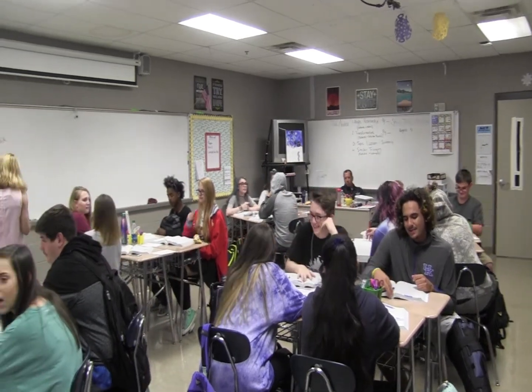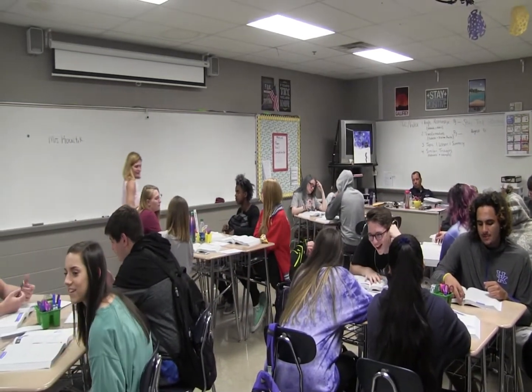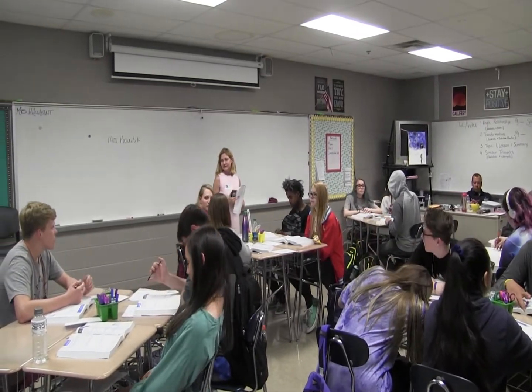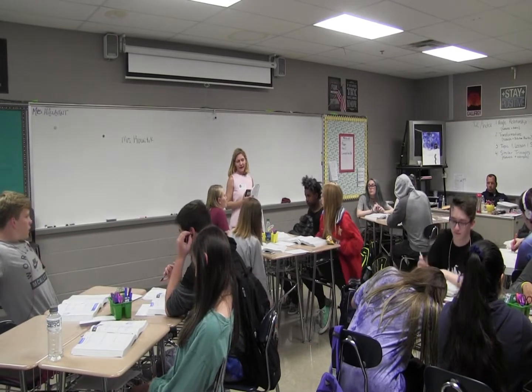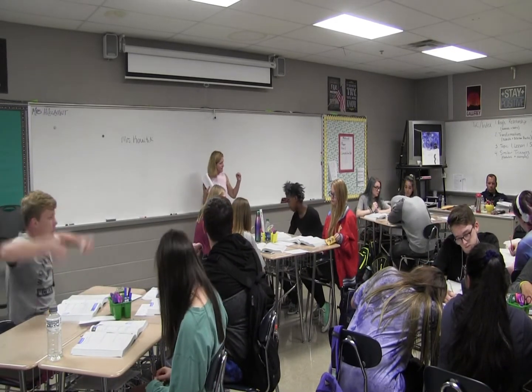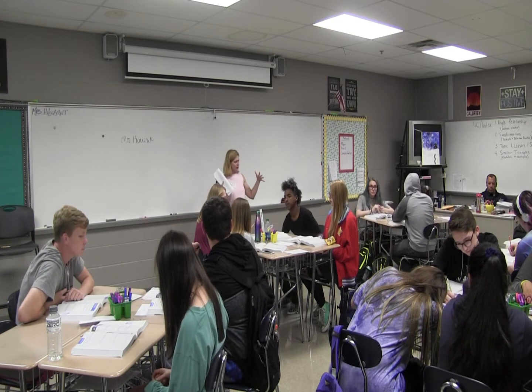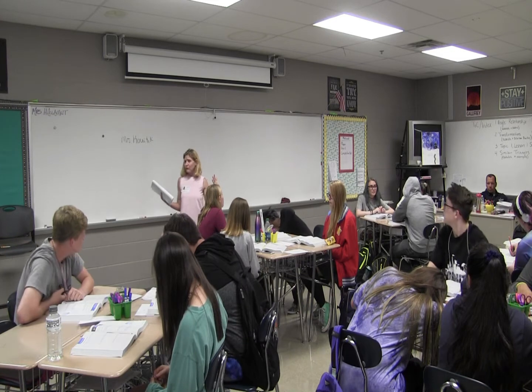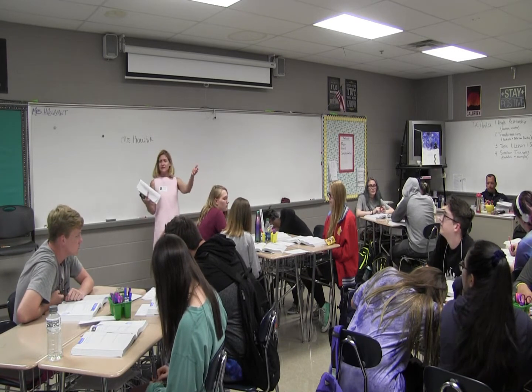Let's go ahead and bring it back together. 5, 4, 3, 2, 1. All right, so we had a lot of shapes happening, but the one that we tended to go to the most, that we automatically knew had corresponding angles, was what shape? A square. We went to the square.